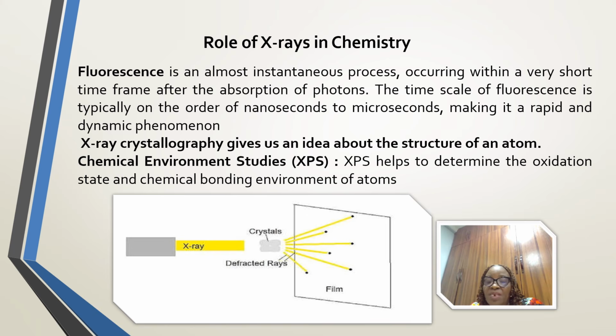Role of X-rays in chemistry. Fluorescence is a phenomenon that occurs when a specimen is irradiated with high-energy X-rays and the innermost electrons are ejected. The resulting gap is filled by the outer shell electrons falling down to fill the generated gap. The energy of the outer shell electron must match the energy of the inner shell electron for it to be able to occupy the inner shell. The excess energy is released in the form of fluorescence.